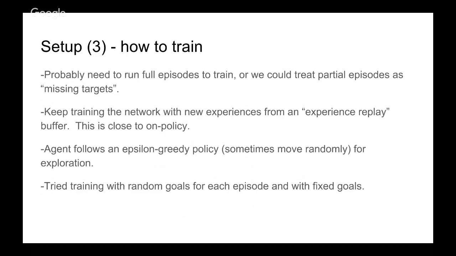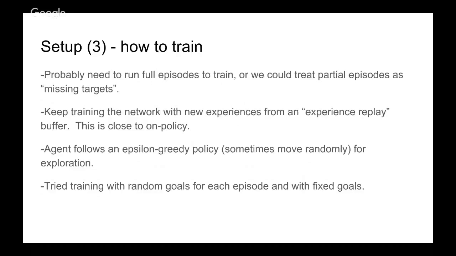So in terms of how to actually train this thing, you'd probably either run full episodes to train, or if you had an episode that didn't run all the way to cover all of the future measurements, you could just treat those as missing targets, which isn't necessarily that bad. And the way they actually do train this is they keep training the network with new experiences from this experience replay buffer, which makes it close to on policy. And the agent follows an epsilon greedy policy for exploration.